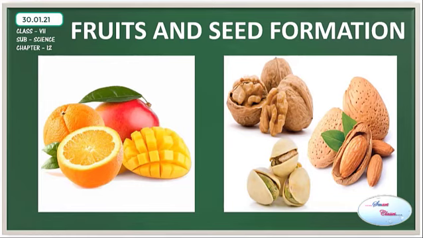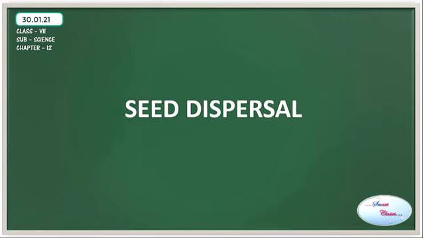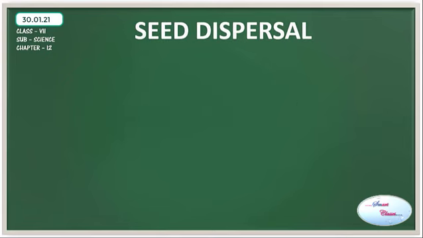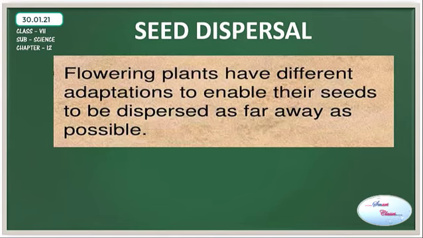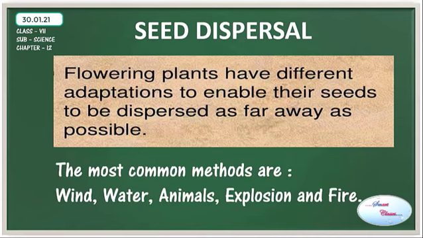Now let's study our last topic, which is seed dispersal. Plants make seeds that grow into new plants, but if seeds just fall to the ground under the parent plant, they might not get enough sun, water, or nutrients from the soil. Because plants cannot walk around and take their seeds to other places, they have developed other methods to disperse or move their seeds. The most common methods are wind, water, animal, and explosion, and also fire.